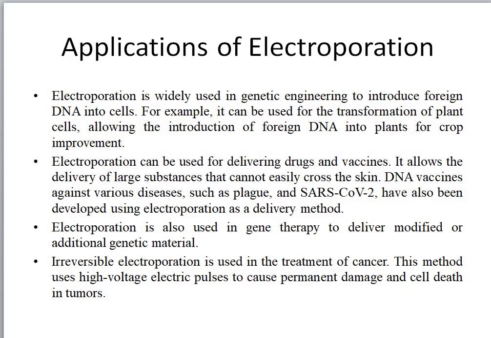Electroporation is widely used in genetic engineering to introduce foreign DNA into cells. For example, it is used for the transformation of plant cells, allowing the introduction of foreign DNA into plants for crop improvement. Not only for crop improvement, you can also use this for delivering drugs and vaccines, like DNA vaccines against various diseases like plague and SARS-CoV-2 have also been developed using electroporation as a delivery method.